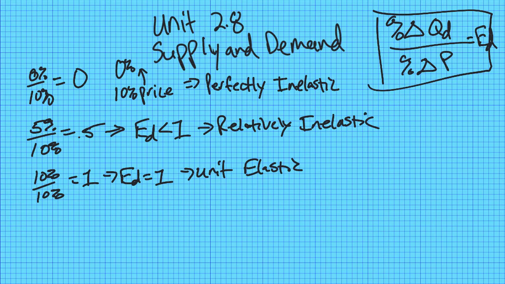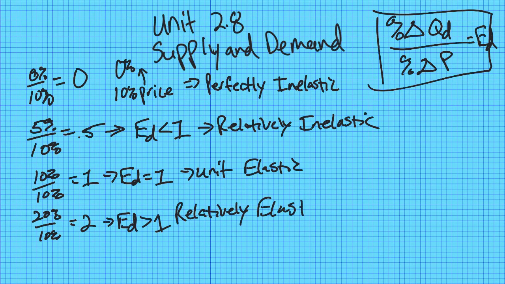Then we could have values that are greater than 1. So we could have something like a 10% change in the price, and we have a 20% or greater percent reaction. This equals 2. So the elasticity of demand is greater than 1, and therefore this is relatively elastic. So this is no reaction. This is a small reaction. This is an equal reaction. This is a large reaction.